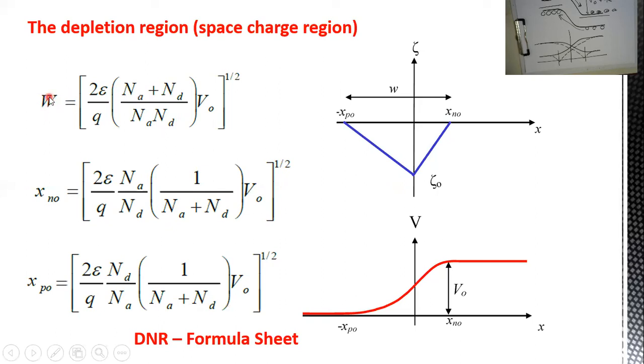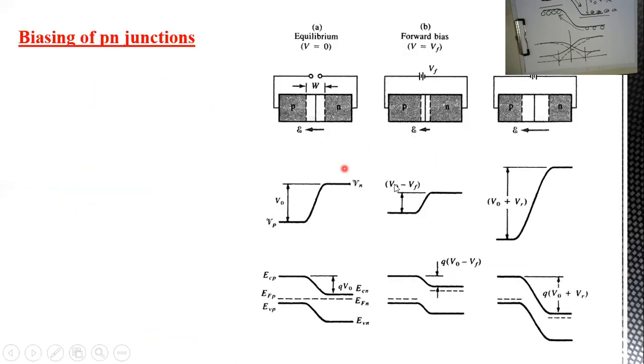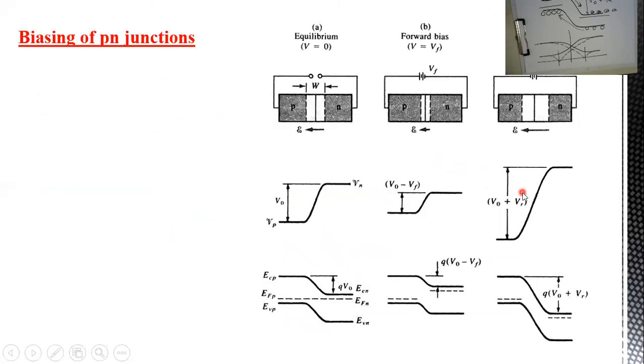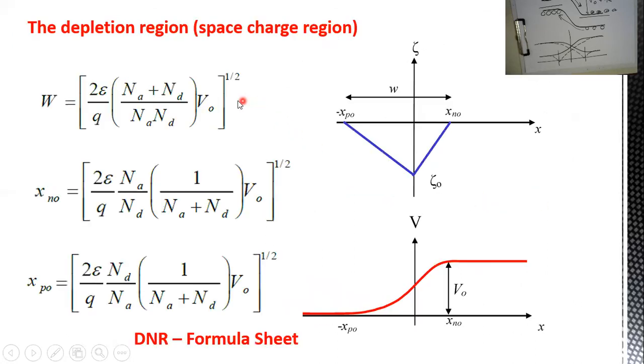But you can say that it's very easy. Whenever we have a forward bias, we will replace V naught by V naught minus VF. Whenever we have a reverse bias, we will replace V naught by V naught plus VR. So herein, the capacitance will vary based on the condition.